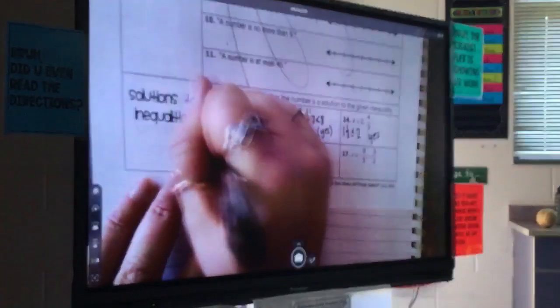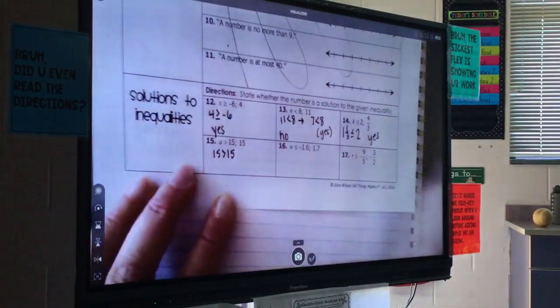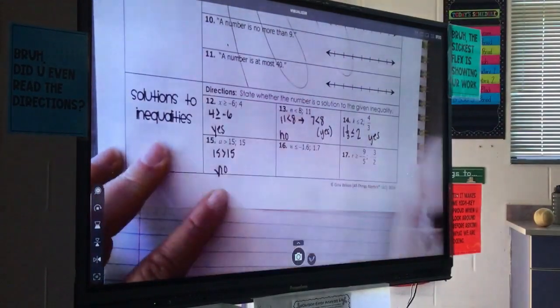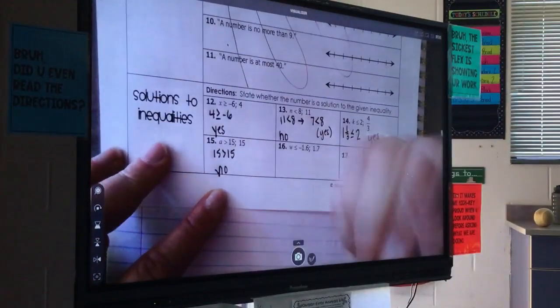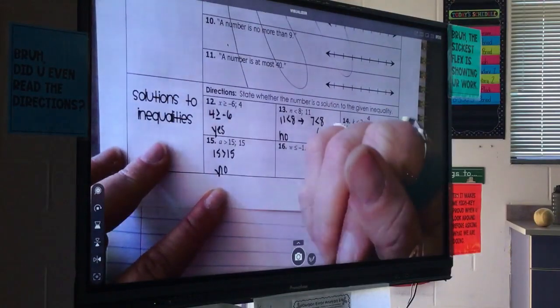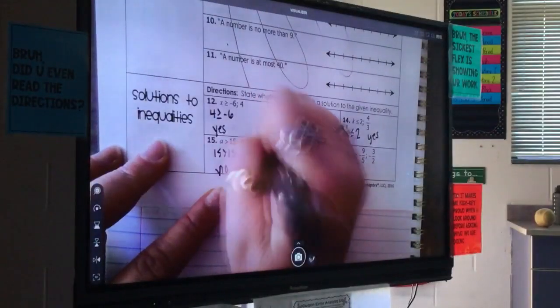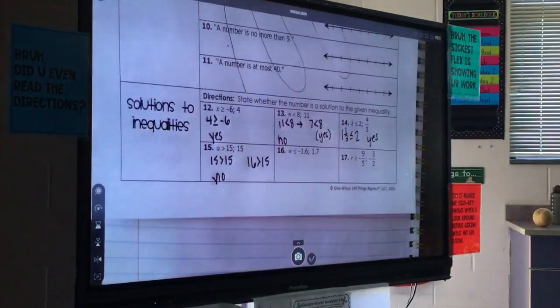Number 15. So it's saying 15 is less than 15. Is that a true statement? Sorry, I don't even know what the inequalities are today. That should be greater than. So that is a no. How do we make this statement true? What number makes this statement true? 16. So 16 is greater than 15. I told you I said it wrong. That's my fault.